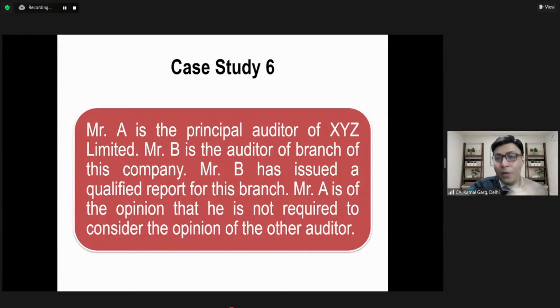One question for you, each one of you, except Vipulji. Please don't search in Google. Tell me whether any provision is there under the Companies Act which makes it mandatory for Mr. A to consider the report of Mr. B. I repeat my question. My question is whether any provision is there under the Companies Act which makes it mandatory for Mr. A to consider the report of Mr. B. Any answer?